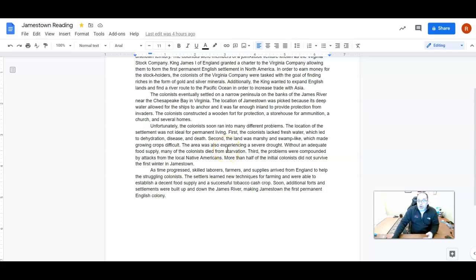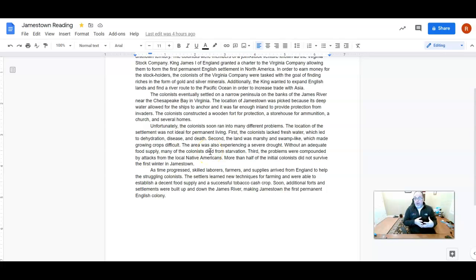Secondly, the land was marshy and swamp-like, which made crops difficult. The area was also experiencing a severe drought. Without an adequate food supply, many of the colonists died from starvation. Third, the problems were compounded by attacks from local Native Americans. More than half of the initial colonists did not survive the first winter in Jamestown.